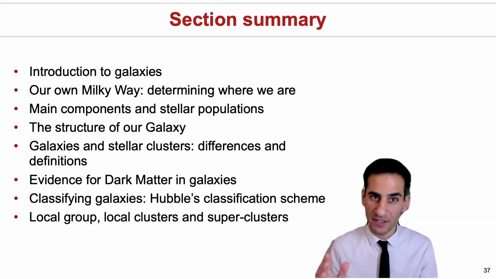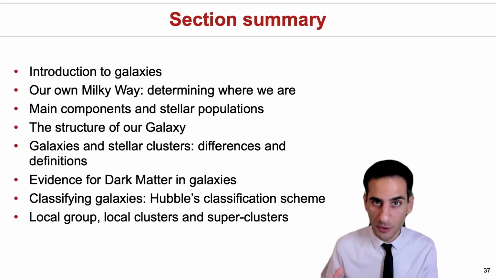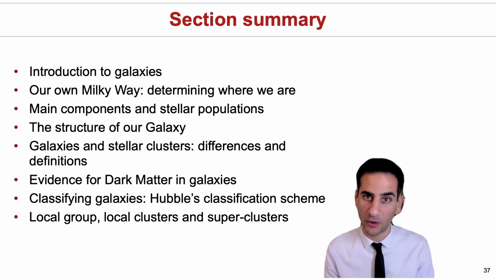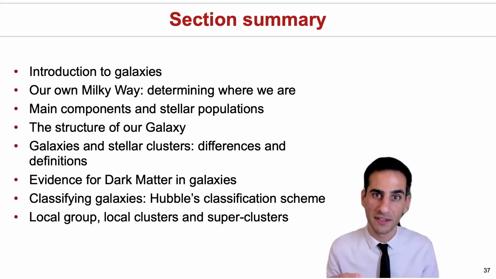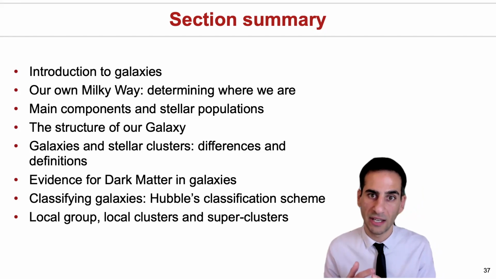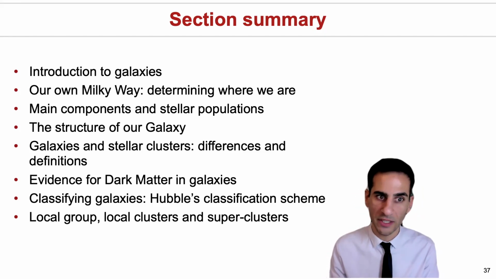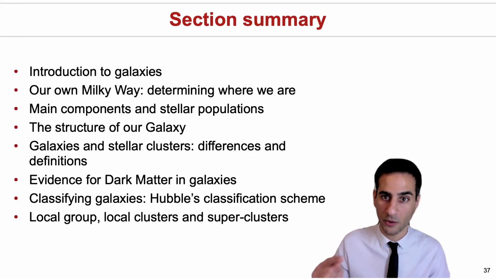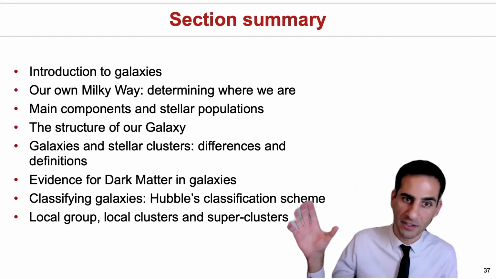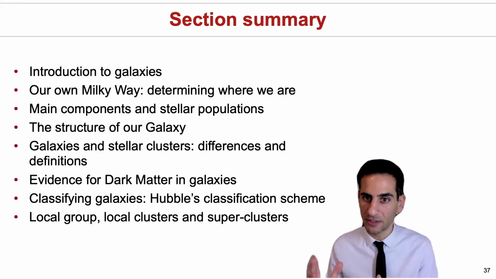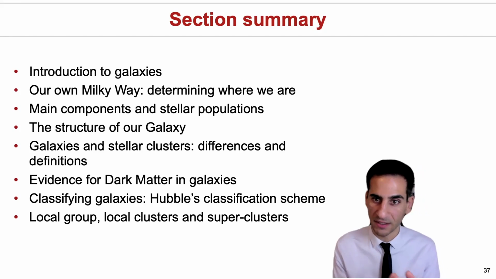So this is it for section 12, our first introduction to galaxies, and also the section where we looked into more detail at our own Milky Way: where we are in the galaxy, what's in the center of the Milky Way, and different stellar populations that are located in, say, the disk, the bulge, and the halo. We've seen the main differences between a galaxy and a stellar cluster, to do with dark matter and essentially rotation curves. And we also looked into how we can classify galaxies with Hubble's classification scheme, and also some of the properties of, say, early type galaxies and late type galaxies.